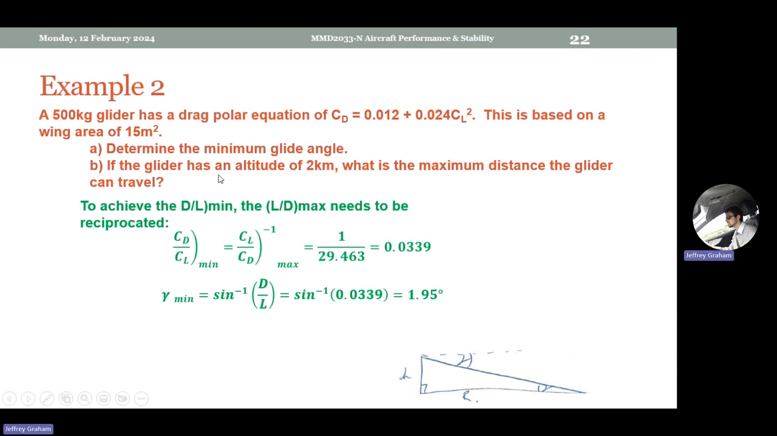For part B, the glider is at 2 kilometers. The maximum distance, so this goes to this diagram down here that's very badly drawn. We've got an altitude of 2 km. We now know this angle here is 1.95. It's just using the tan ratio to work out R. All right, the point with this one is if you put in 2000 meters, your answer comes out in meters. If you put in kilometers, your answer comes out in kilometers.